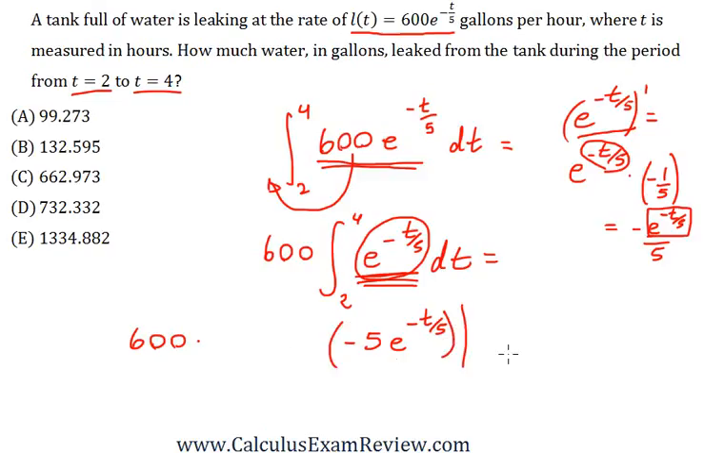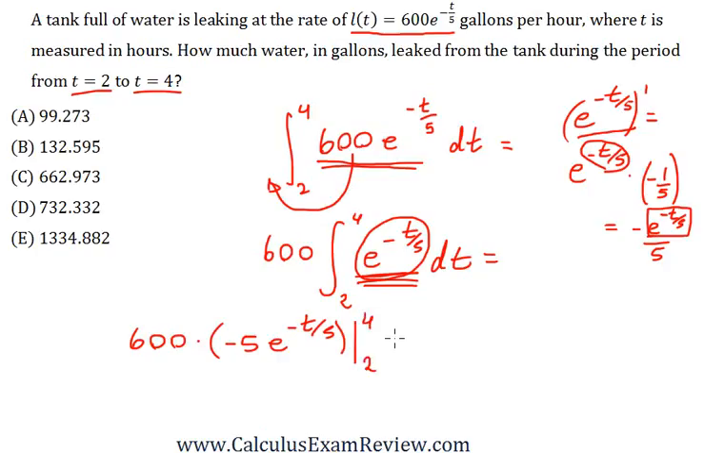So we want, actually, I gave myself too much room here. So from negative 5 e to the negative t over 5, from 2 to 4. If we plug this whole thing into the calculator, we will get 662.973. So the answer is C.